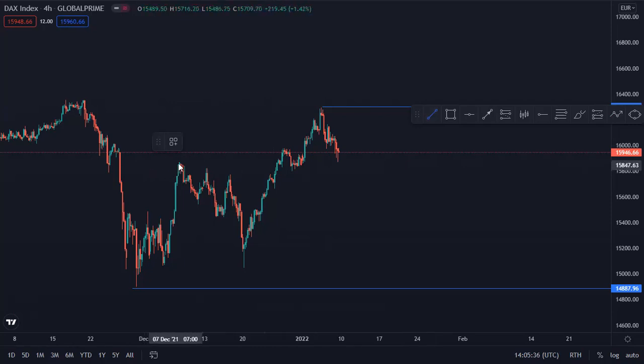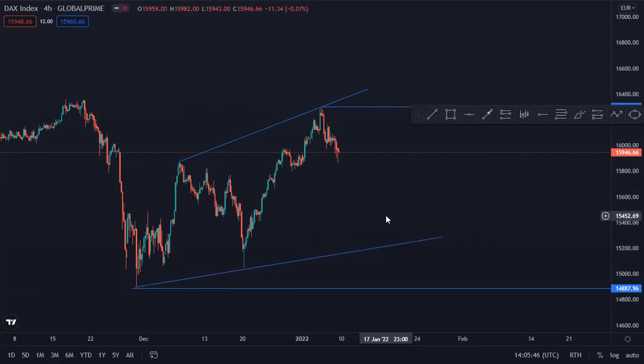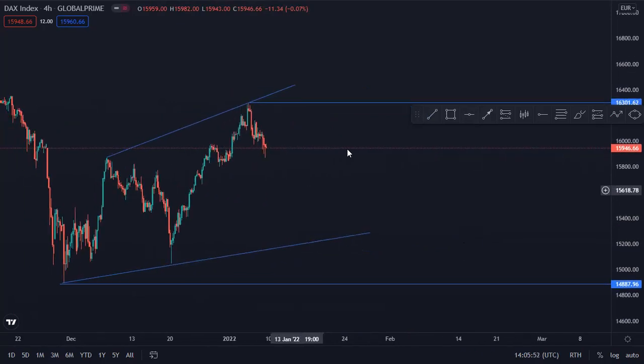So right here, this is the pattern. It showed us the pattern. This pattern. Okay. It shows us this pattern. As you can see, right now the market is actually heading for this small support, for this level.